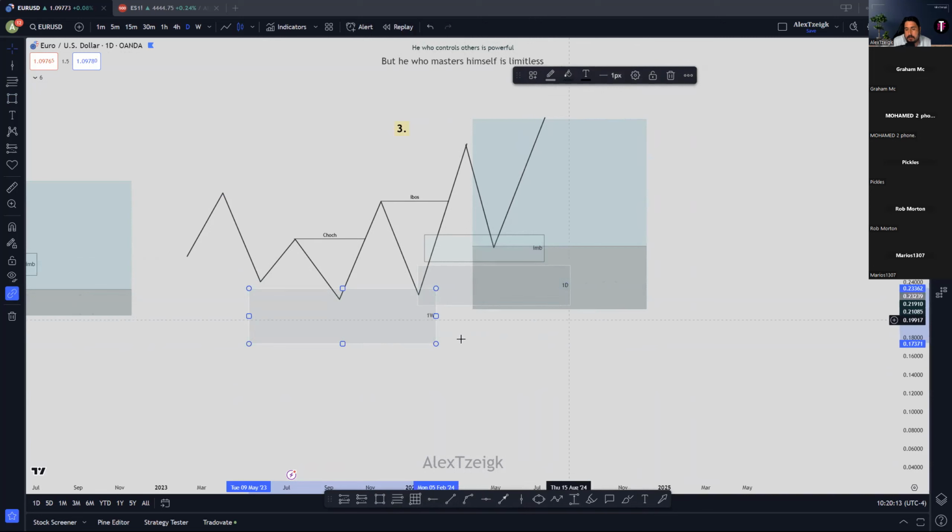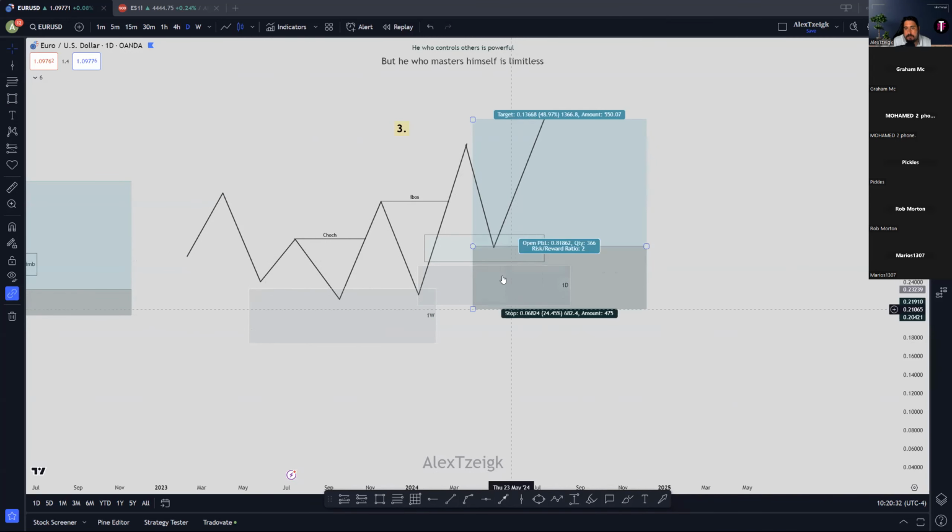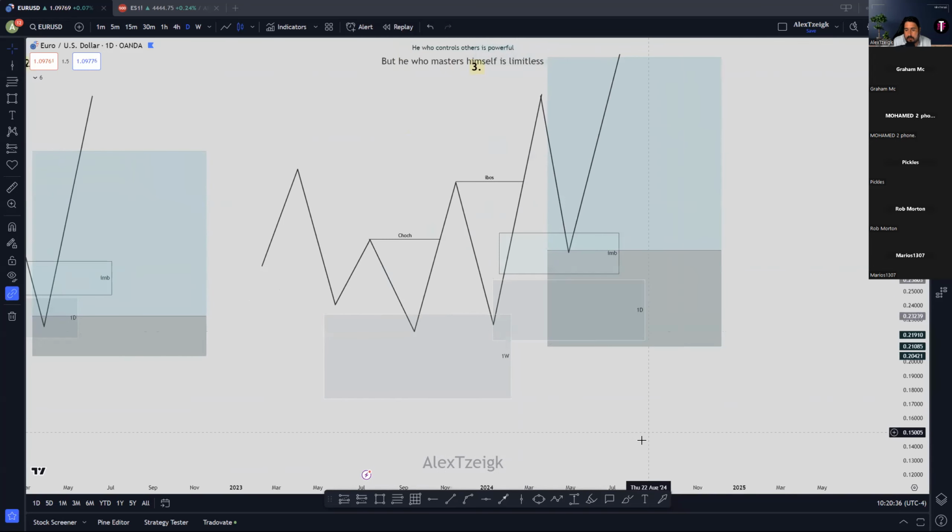I'm using this just hypothetically. Now, let's suppose that price mitigated this higher time frame zone, that can be a daily, a 4-hour, a 15-minute, and we saw this change of character at this point. Let's make a drawing. I prefer this one. And we saw this change of character at this point.